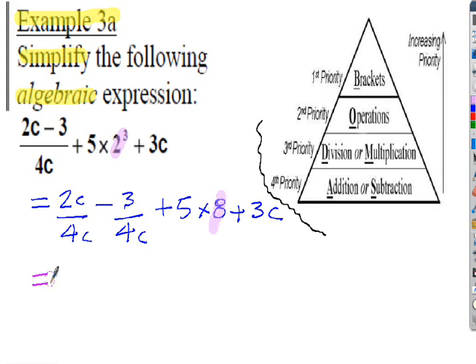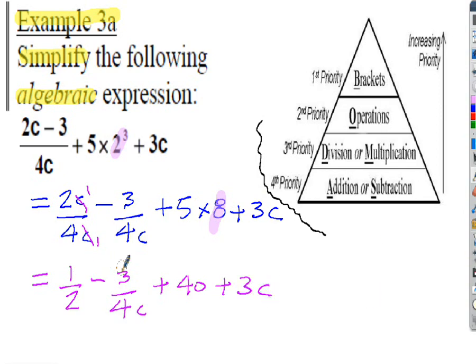I'm simplifying on the next line. I can see that these two c's will effectively cancel, dividing top and bottom by c. You get effectively 1 here and 1 here, and 2 divided by 4 is the same as a half, so dividing top and bottom by 2 I get a half. So it's a half minus the 3 upon 4c, and I'm adding to that. Now I've got 5 multiplied by 8, so that's 40. And I'm adding to that my 3c.